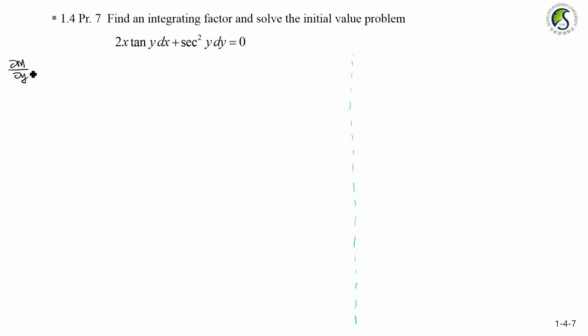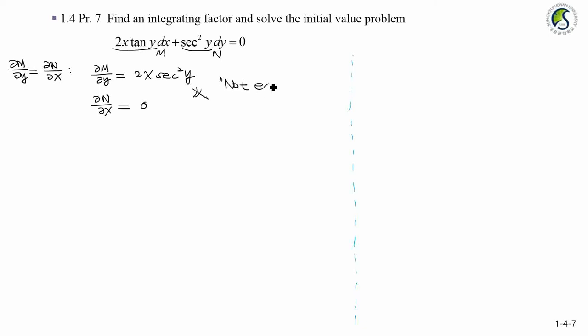dM over dy should be dN over dx to be exact. So this is M, this is N. So dM over dy is 2x tangent y, the differentiation of tangent y is secant squared from the integration table. And dN over dx is, since there is no x term in N, it's 0. Okay, so they're not the same, so it's not exact in this case.